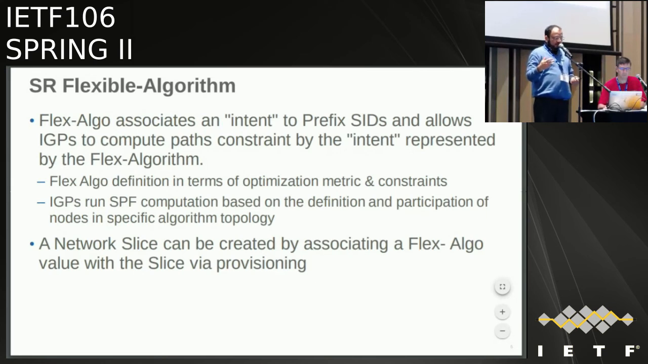Then we have the notion of flexible algorithms, which associate intent to a prefix SID. It allows the IGP to compute a constrained path based on the intent. So let's say low latency, a flex algo low latency slice. Then the IGP is able to run CSPF to satisfy the intent, and it is a way to provision a network slice with different intent.